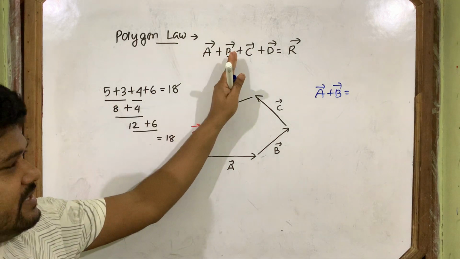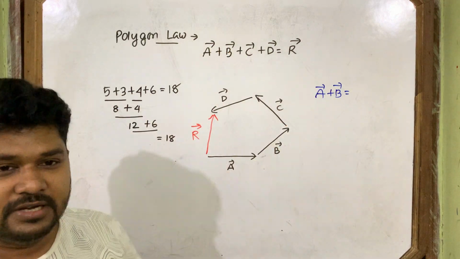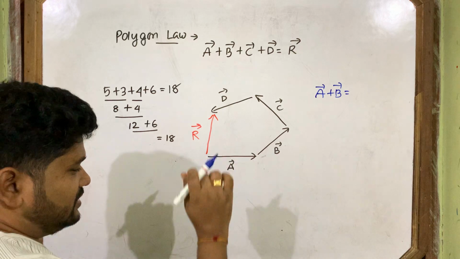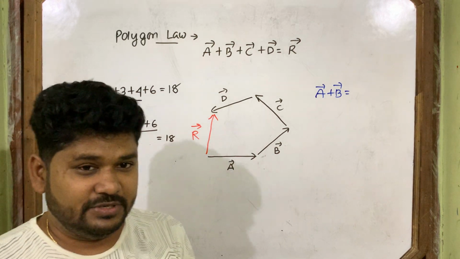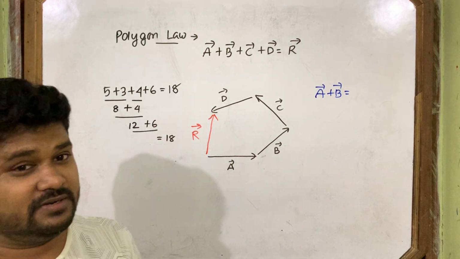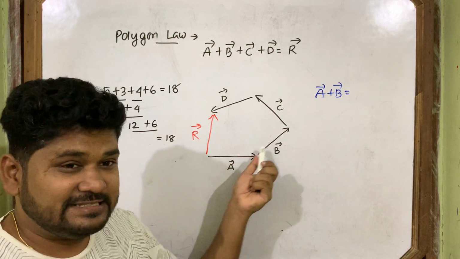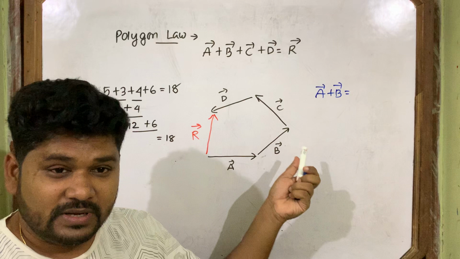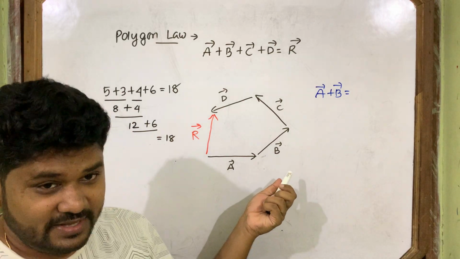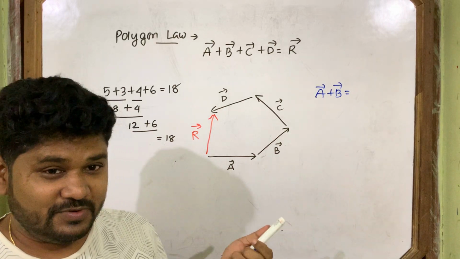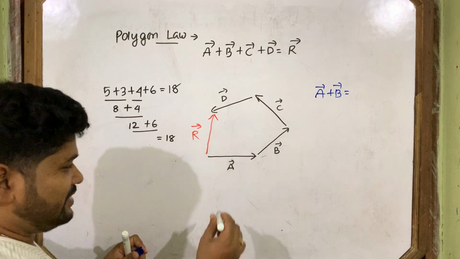Similar to this. A vector is added with B vector. See, A vector and B vector. Which law will be used here? Triangular law or parallelogram law? I have told you in the previous lecture. They are acting in same order, one by one. Which law? Yes, the answer is coming from your side. I know triangular law. So I will use triangular law.